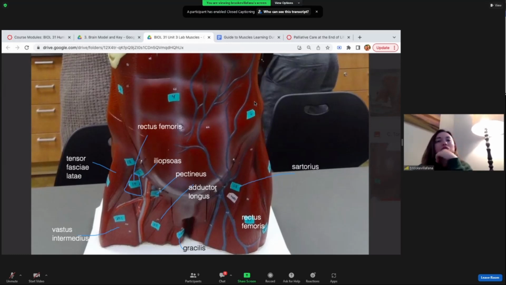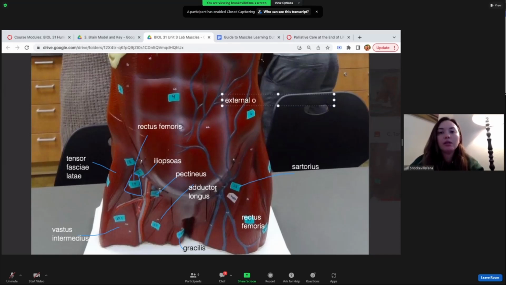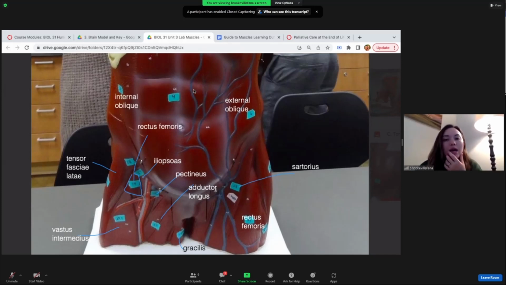You also can visualize on this model the external and the internal oblique. You can see on this side, external oblique. I'm writing it over where it's labeled. It's more superficial. Over here, internal oblique is deeper. And it's easier to see that when we zoom out because you see the side with the bone exposed. There you go, right there at the top of the screen.